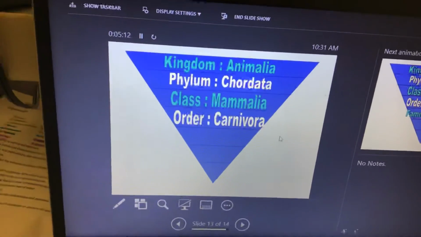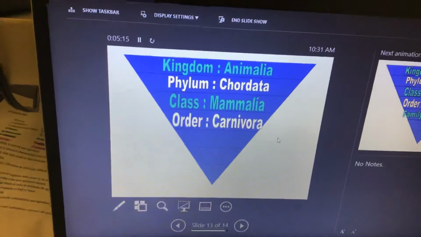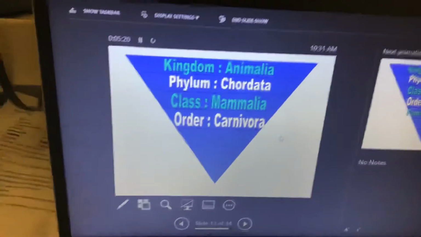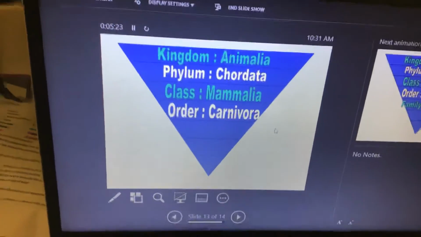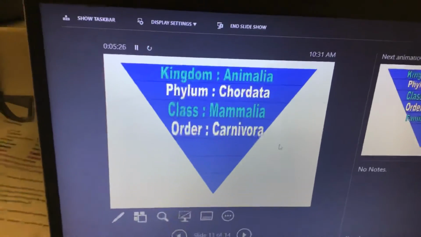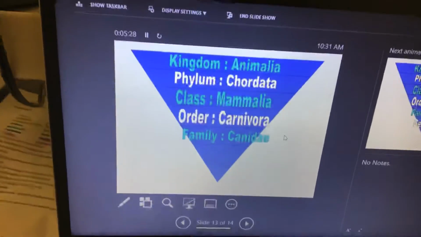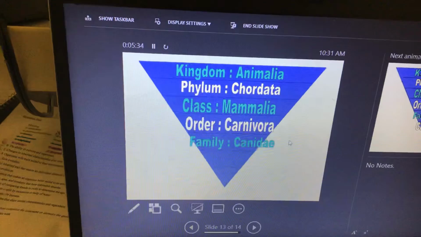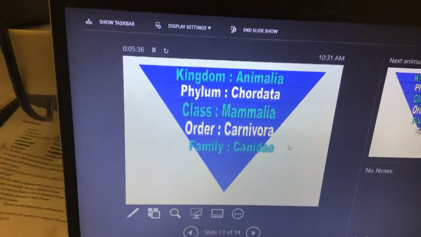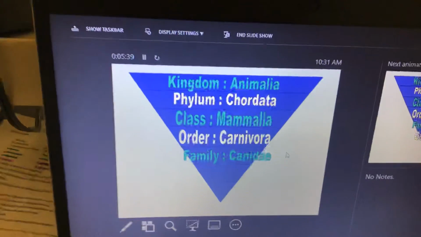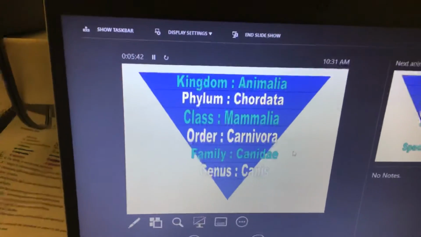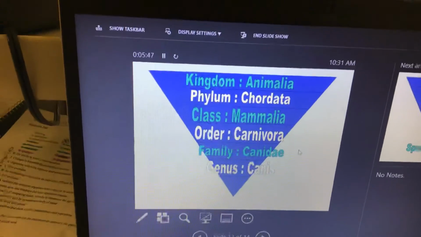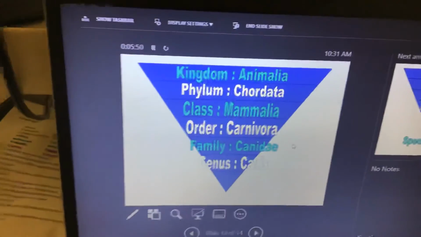Order, Carnivora. What Carnivora means is that you eat meat. Dogs eat meat. They're designed for that. Even if we domesticated them and, oh, mine eat dog food, they eat meat. They are carnivores. Family, Canidae. Canidae is basically the dog family. Genus, Canis. So your dog, wolves, coyotes, they all fall in Canis.